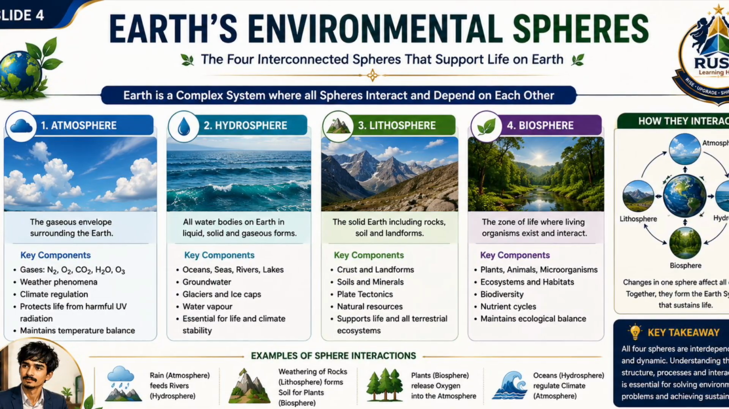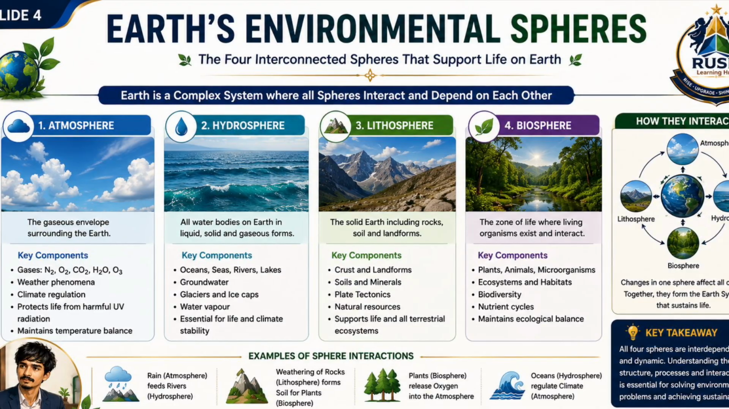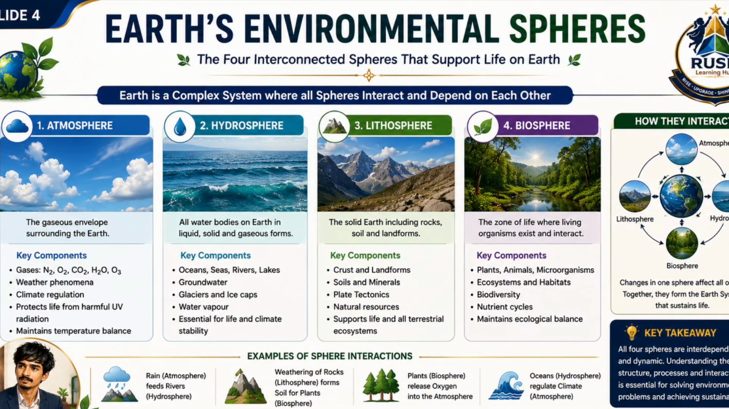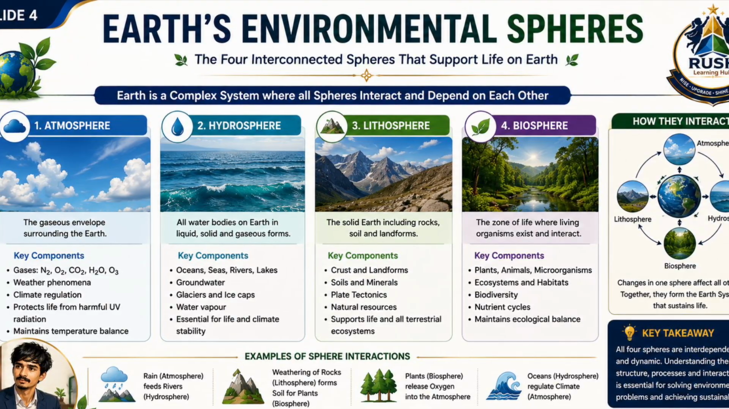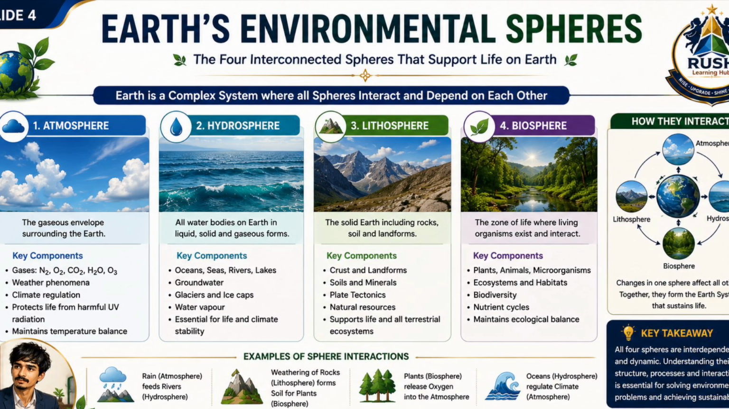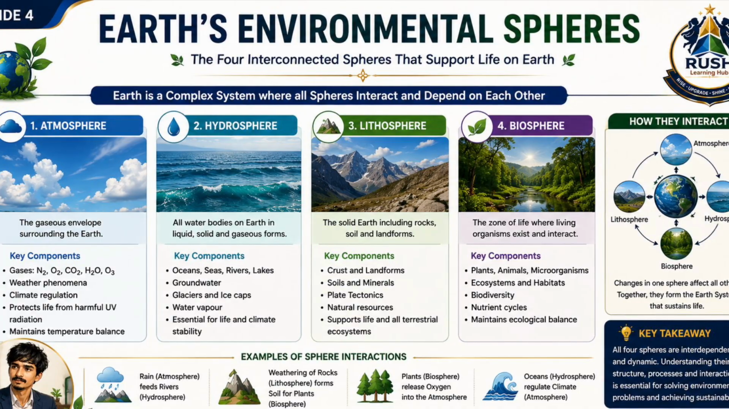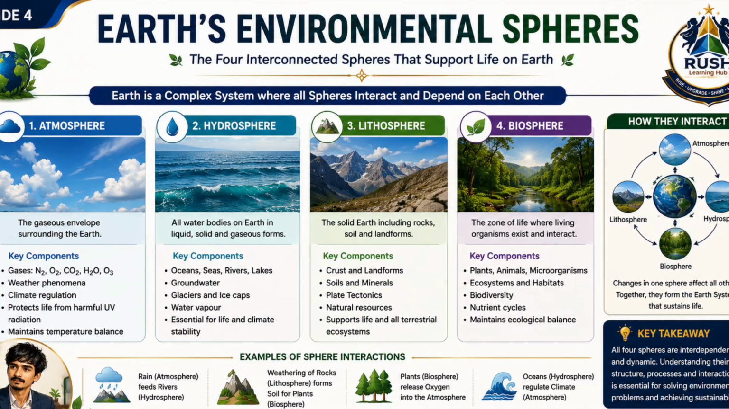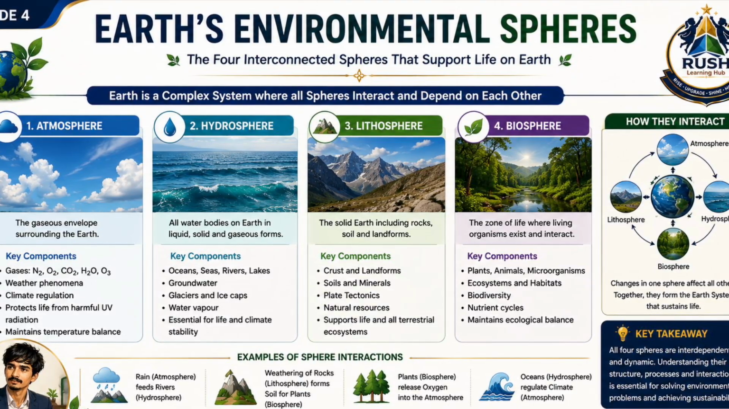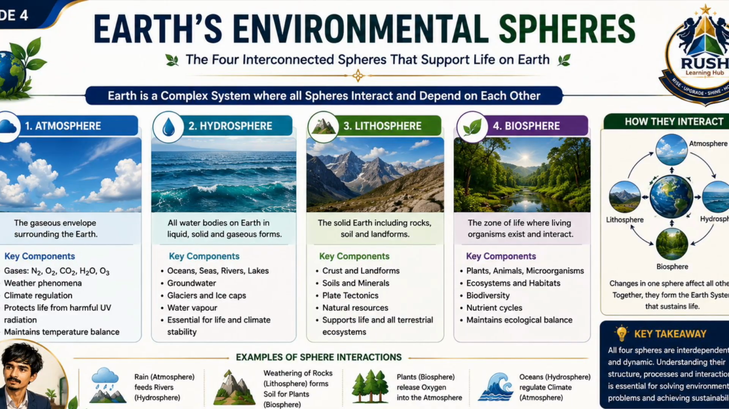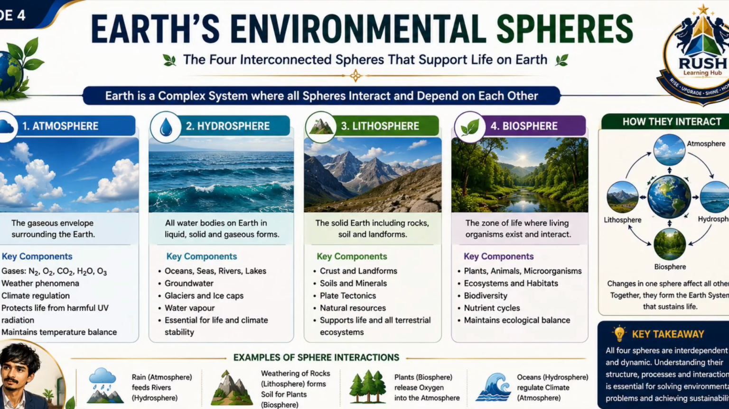Environmental systems operate through continuous exchanges of matter and energy. For example, water evaporates from oceans within the hydrosphere and enters the atmosphere. Atmospheric processes then cause condensation and precipitation. Rainwater reaches the lithosphere, where it supports vegetation and ecosystems within the biosphere. Similarly, plants in the biosphere absorb nutrients from the lithosphere and carbon dioxide from the atmosphere. Through photosynthesis, they produce oxygen that is released back into the atmosphere.